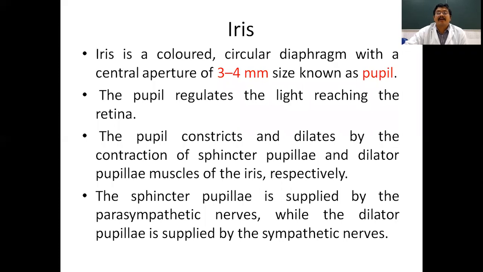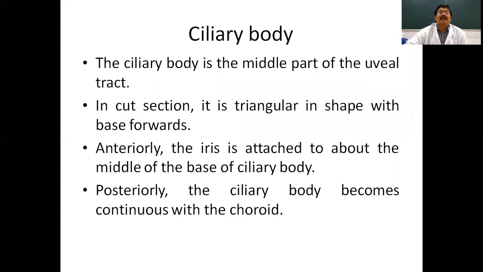The pupil regulates the light entering. It plays an important role in prevention of spherical and chromatic aberrations, which we will discuss later in the next classes. The pupil constricts and dilates: contraction of the sphincter pupillae causes constriction, and the dilator pupillae causes dilatation of the pupil. The sphincter pupillae is supplied by parasympathetic nerves, and the dilator pupillae by sympathetic nerves. They play an important role in the amount of light entering the eye and in the prevention of spherical and chromatic aberrations.